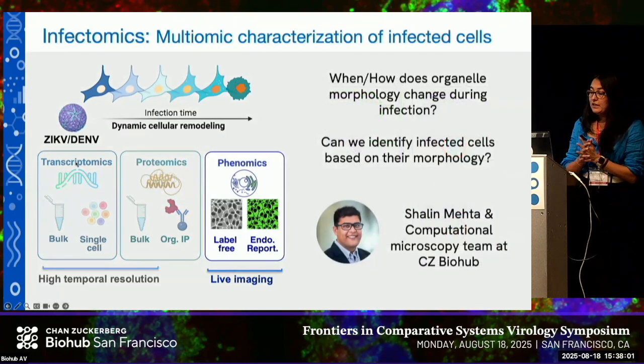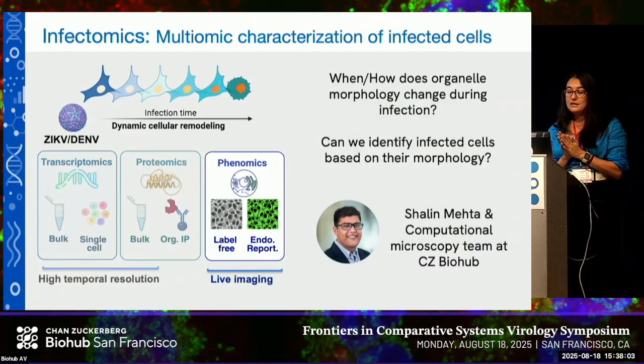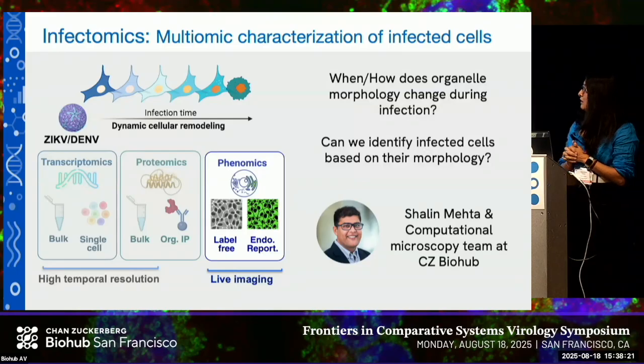But what I want to focus on for the rest of my time here is this phenomics project, where we are asking when and how organelles change during infection. We also want to see if we can capture enough information by microscopy to allow us to identify infected cells based solely on their morphology. This is a close collaboration with Shalin Mehta and the computational microscopy team at the Biohub. And one thing that I want to pause and highlight is that neither Shalin nor I could have done this individually.